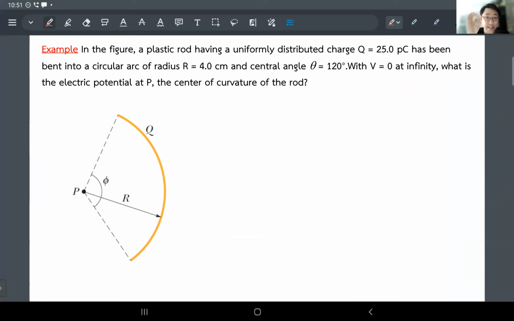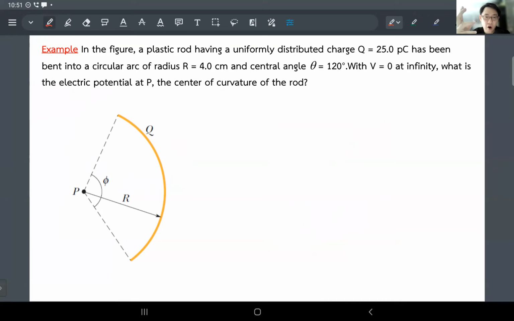In the figure, let's see if you can do it. In the figure, a plastic rod having a uniformly distributed charge Q, let's say that they already given it to you, has been bent into a circular arc. You did this problem already once with the electric field calculation, so that's why I want to redo it again, but for the potential.